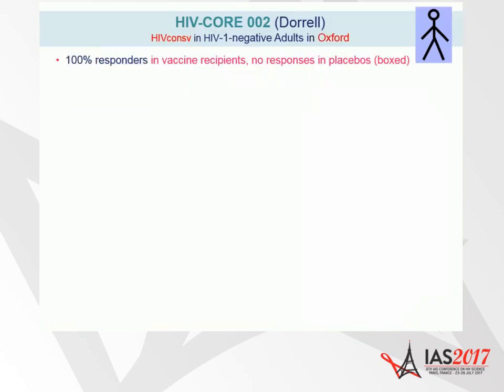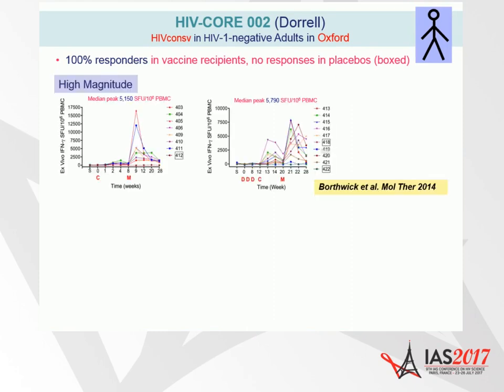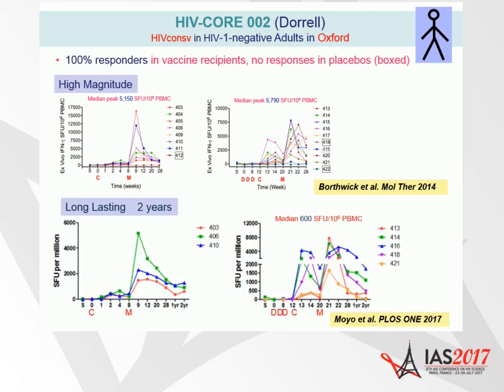So first of all, 100% of vaccine recipients responded to the vaccination, no placebo responded to the vaccination. We have induced median ELISpot responses over 5,000 ELISpots. The two most immunogenic were the ChAdV prime MVA boost, and the DDD CM, so DNA priming, chimp adeno, and MVA. These immune responses lasted at least 2 years, and after 2 years in fresh ex vivo ELISpots, the median in those individuals who came back was 600 ELISpots. So this compares favorably to the STEP study.